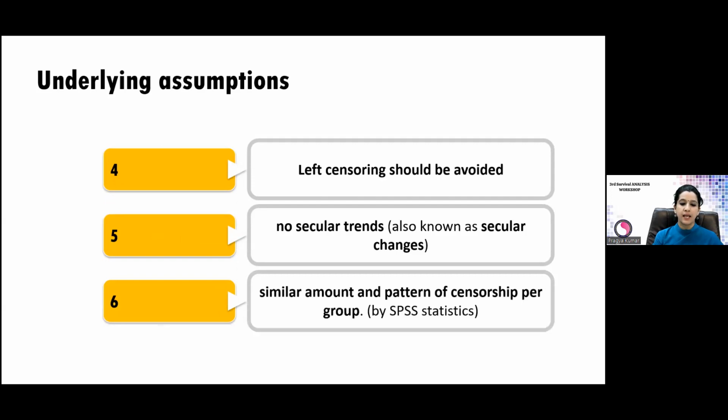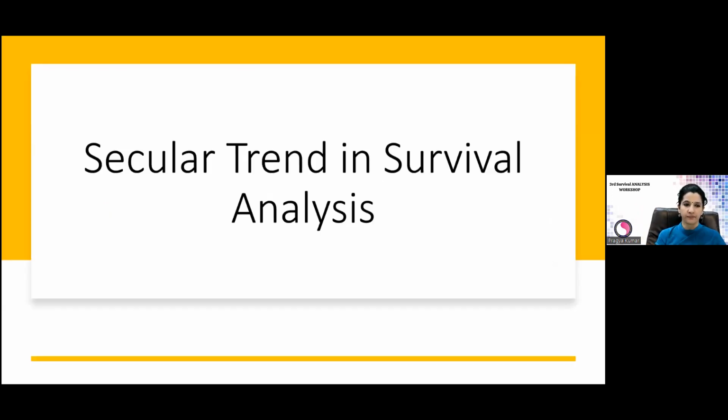And then the next thing is there should be a similar amount and pattern of censorship per group. In SPSS Statistics, there is a separate way to do this. In Jamovi, I'll tell you how to do this. Similar amount means there should not be too much difference across two groups in the amount of censorship and the pattern of censorship.